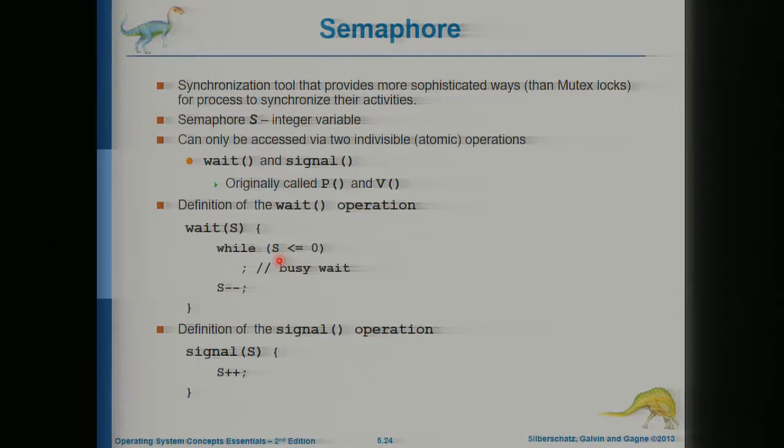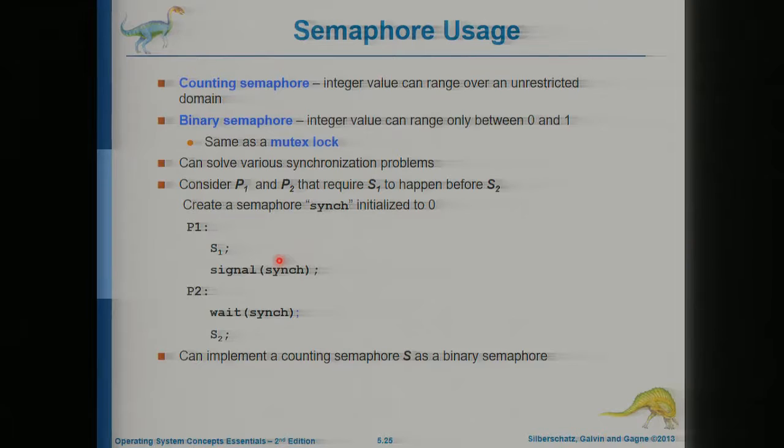So let's understand more details about this. I said that there is a counting semaphore. A counting semaphore is nothing but an integer value that can range over an unrestricted domain. Next one is the binary semaphore. Its integer value can range only between 0 and 1. This is the same as your mutex lock.